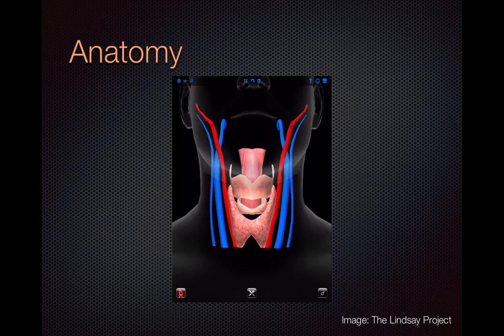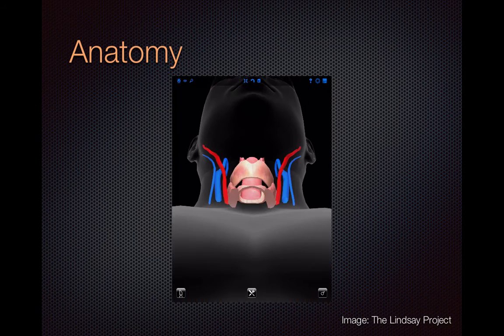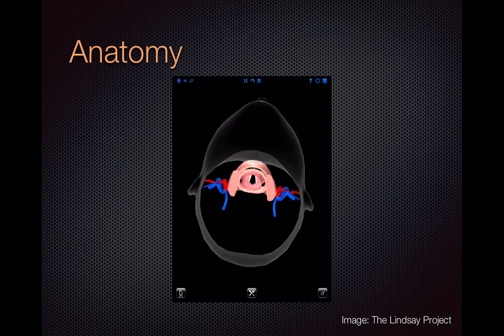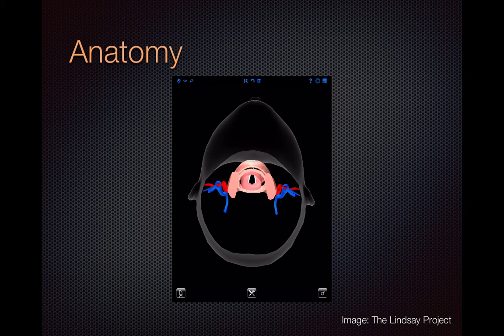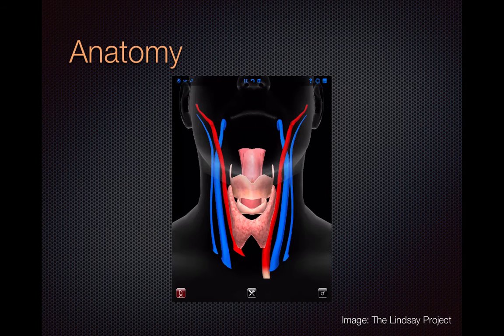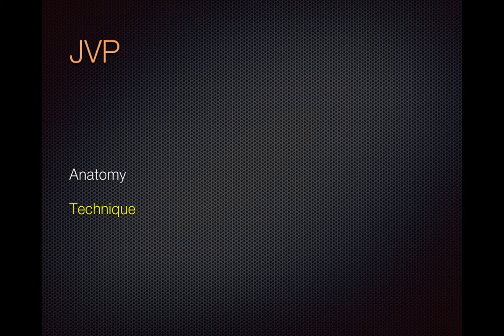This video shows the location of the internal jugular vein, which runs behind and between the 2 heads of the sternocleidomastoid muscle up towards the angle of the jaw. Now let's talk about how to visualize the column using bedside ultrasound.